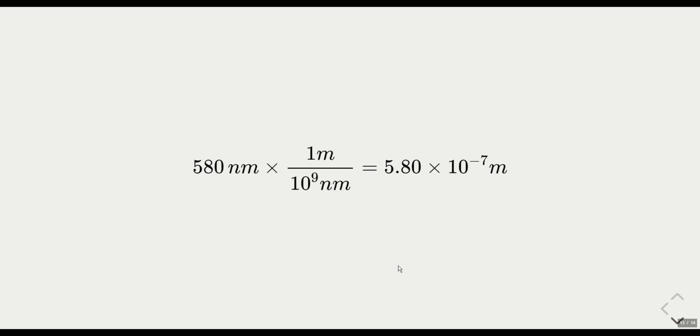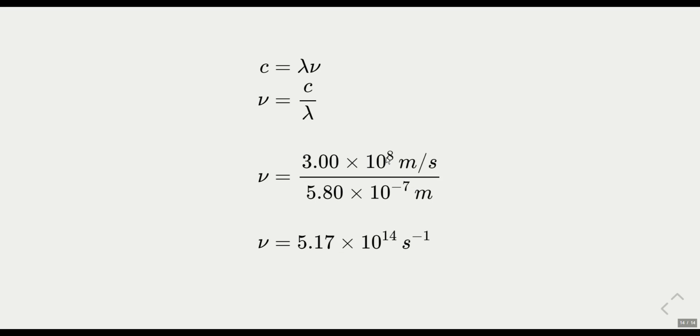And once again, like the last section, I'm just going to divide that into the speed of light. Here's the math worked out. Speed of light divided by that wavelength gives me the frequency of 5.17 times 10 to the 14th. That's it. So it's all about reading this chart.